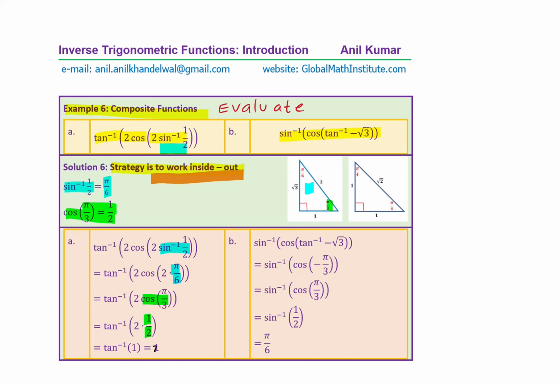Right. So tan inverse of 1 is pi by 4, and therefore the answer in this particular case will be pi by 4. Clear? So that is how we are going to evaluate the inverse of the function. Now let us do the second one, which is sine inverse of cos tan inverse of minus square root 3.